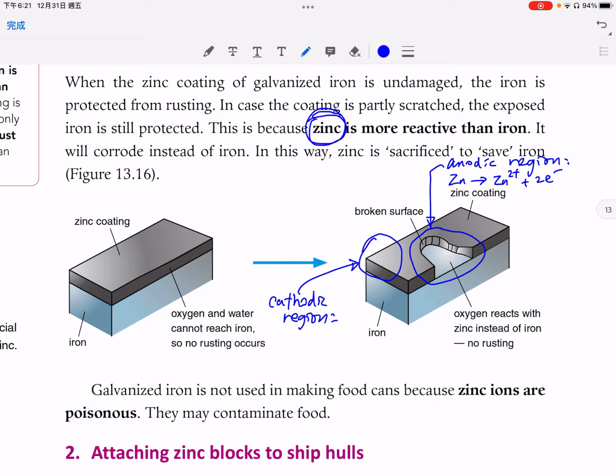Again, oxygen together with water will take part, giving hydroxide ions. So this will be the half equation representing the half reaction occurred at the cathode in this example using zinc.